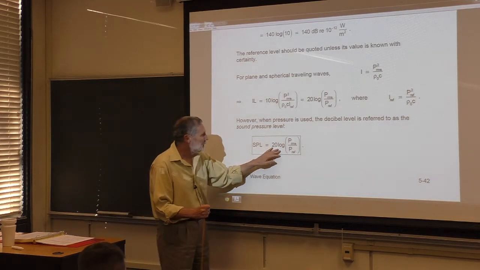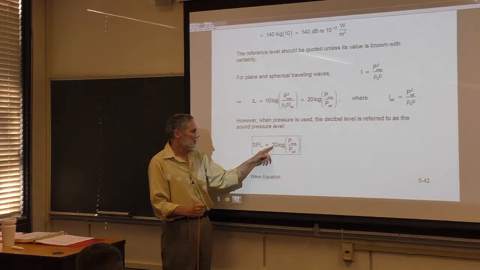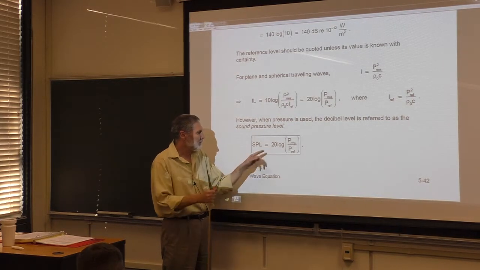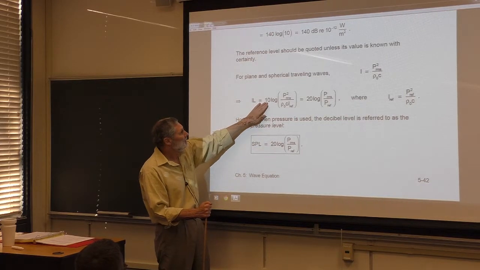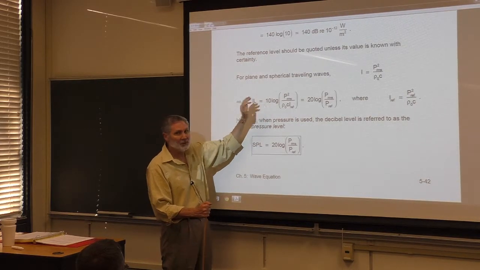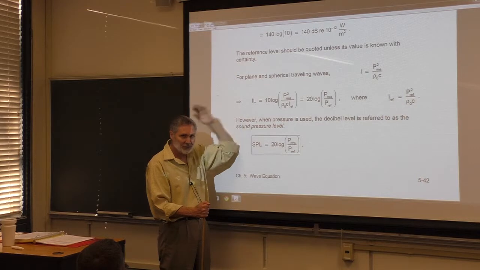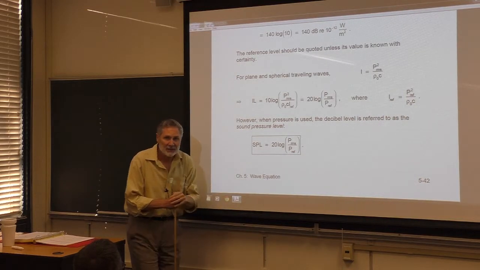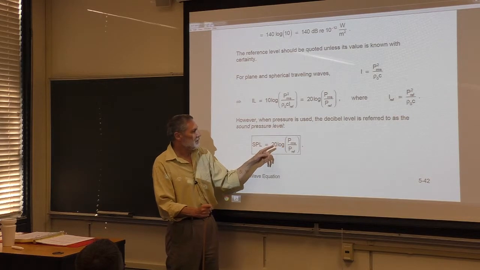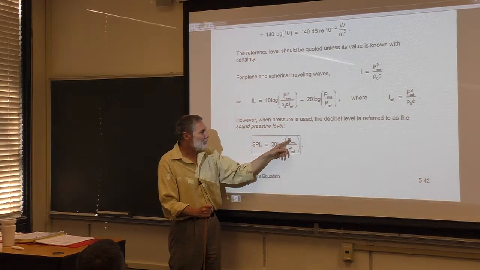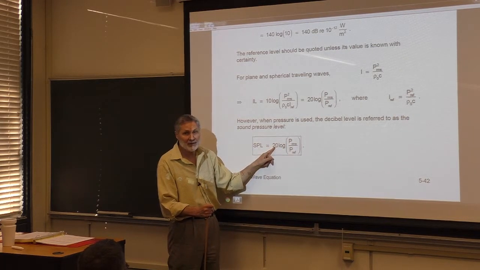Now, I want to point out something here. This sometimes causes students trouble in the beginning. It's not a 10 now, it's a 20. Because the 10 comes historically from dealing with intensity. It's just an arbitrary scalar. We got stuck with that a long time ago. Because the intensity is proportional to the square of the pressure, the 2 comes down and turns that 10 into a 20.